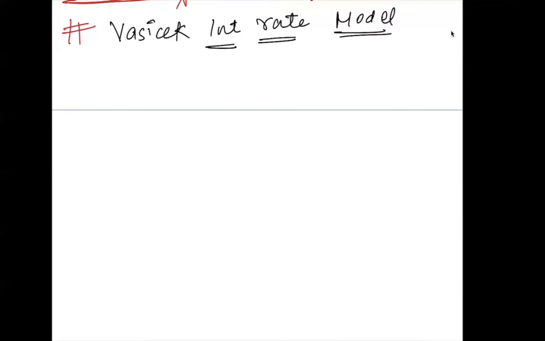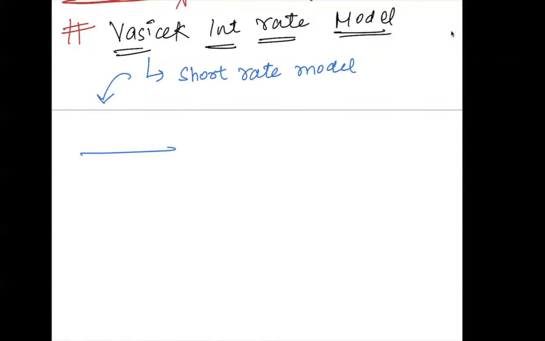You'll see a lot of times in textbooks that the Vasicek interest rate model is also considered a short rate model, right? But does anyone know why it is called a short rate model? Let's say you are at this time T, and let's say T plus delta T.